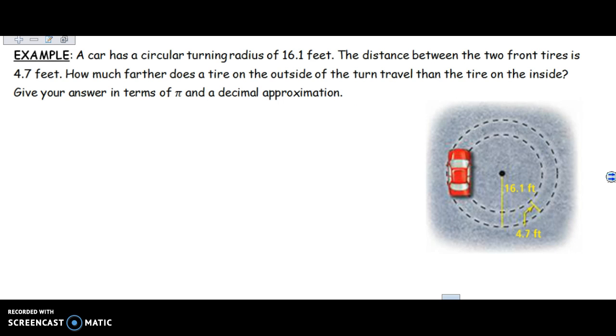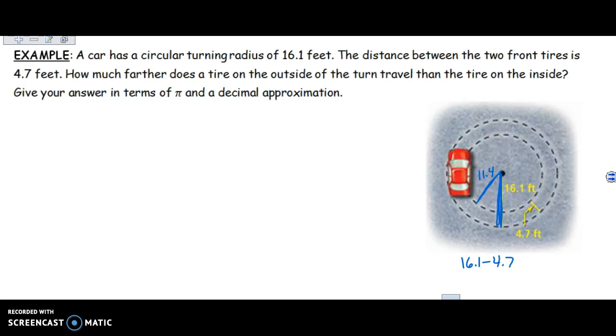All right, so if we look at this problem, it says a car has a circular turning radius of 16.1 feet. So that means the widest distance here is 16.1 feet. That would be the radius of that big circle. The distance between the two front tires is 4.7 feet. So that means the radius of our small circle would be 4.7 feet less than the 16.1. So if you take 16.1 minus 4.7, you get 11.4.